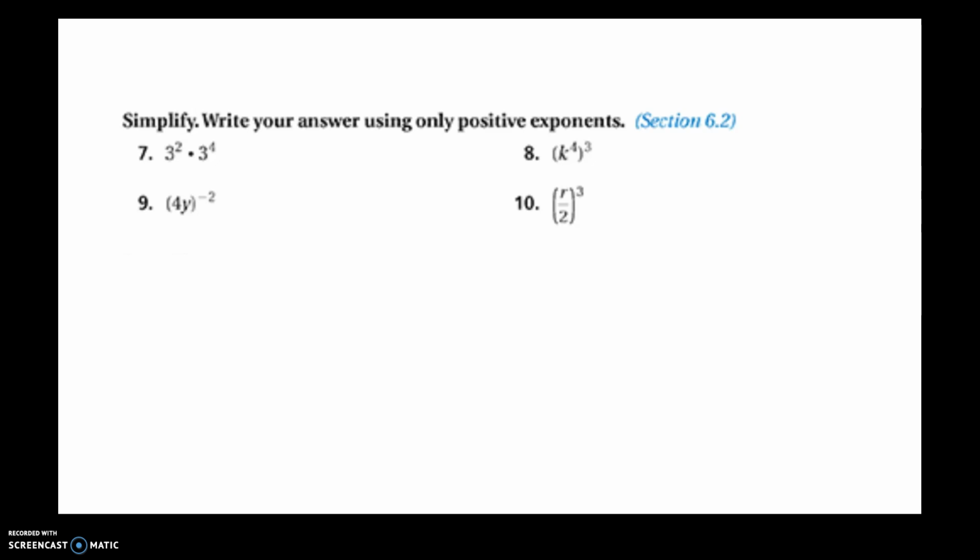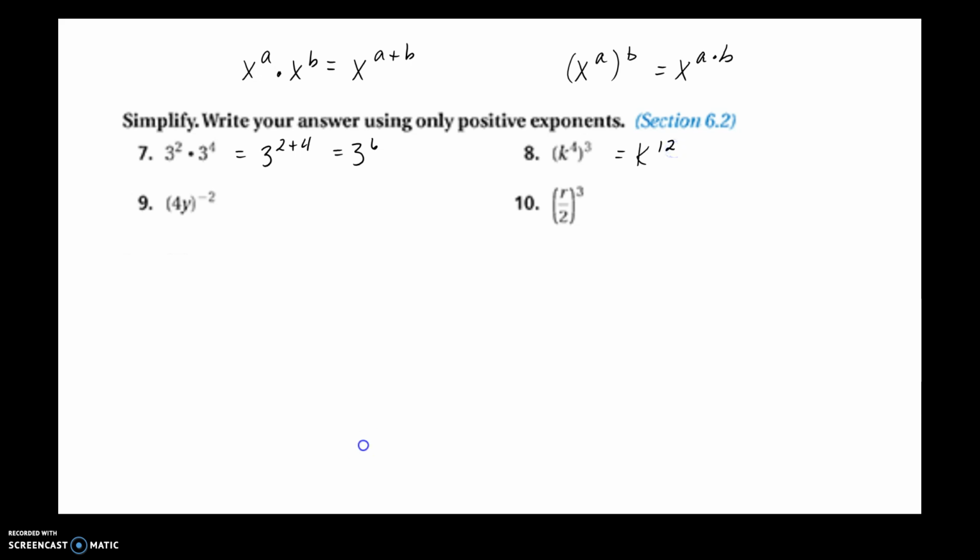Okay, so number 7, exponent rules. So when you're multiplying like bases, you add the exponents together. So this would give me 3 to the 2 plus 4. So I have 3 to the 6th power. For number 8, you have one exponent raised to another exponent. That's when you multiply them together. So 8 would give you k to the 12th power.